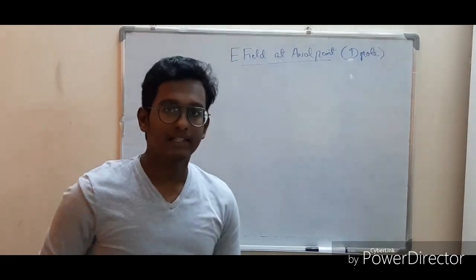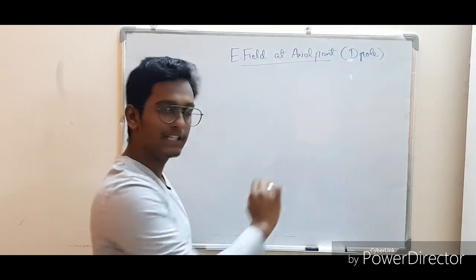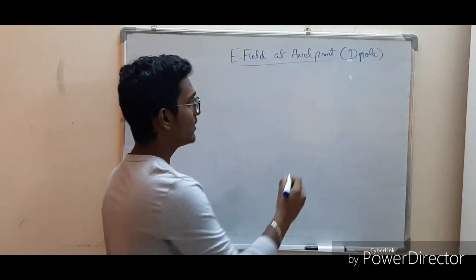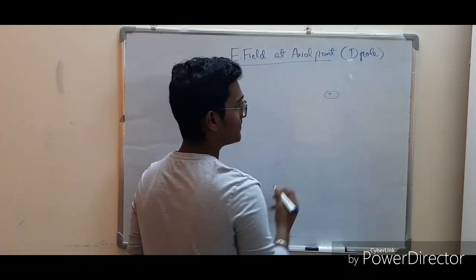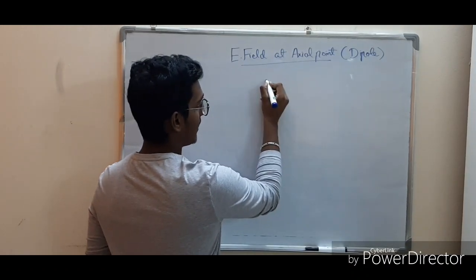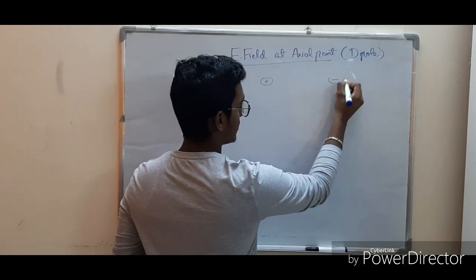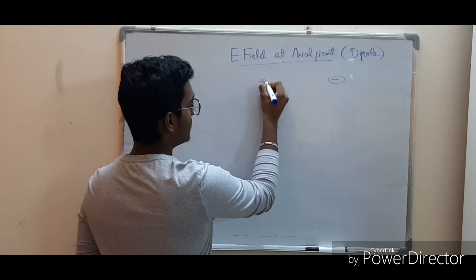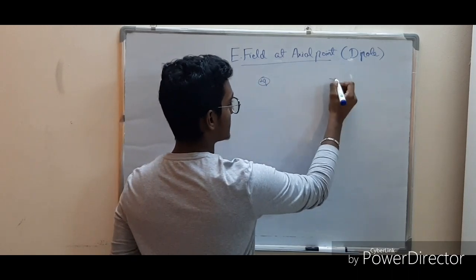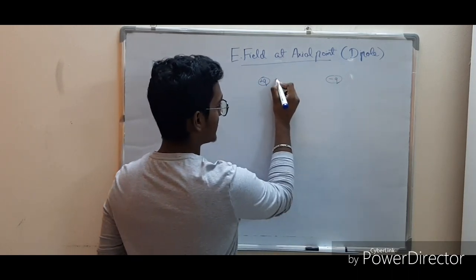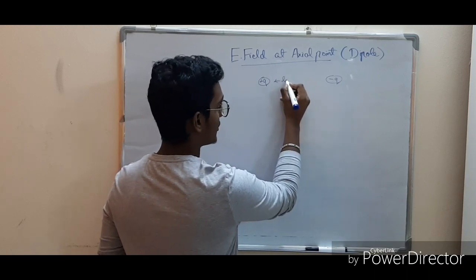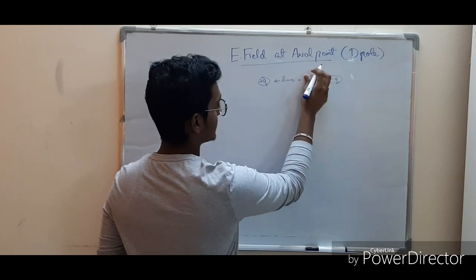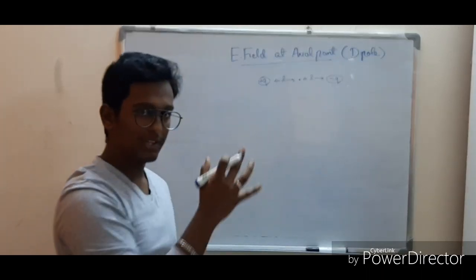So first, let's see the electric field at an axial point in a dipole. Let's construct a dipole. We are going to have a positive charge and a negative charge, let's say plus Q and minus Q, kept at a distance of 2L apart. So this is L from the center and this is L from the center. So the entire distance between them is 2L.